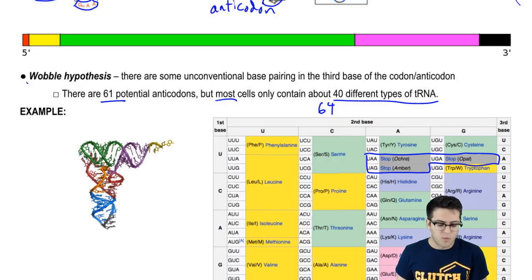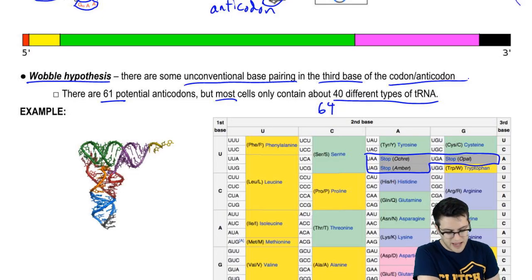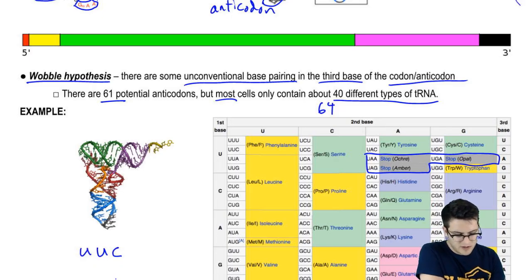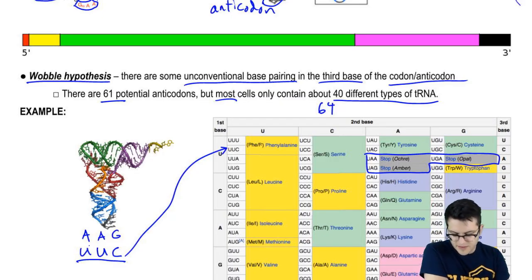The answer is something called the Wobble Hypothesis, which basically says that there's some unconventional base pairing in the third base of the codon-anticodon binding. So let's say that our codon is UUC. That is going to be our codon, which happens to be the codon for phenylalanine. And our anticodon for that would be GAA. And there we will have our conventional base pairing, 2 hydrogen bonds between the A's and the U's, and 3 hydrogen bonds forming between the G's and the C's.